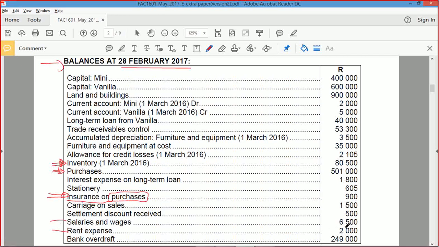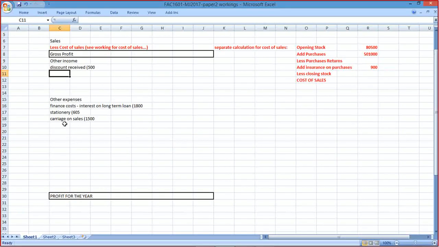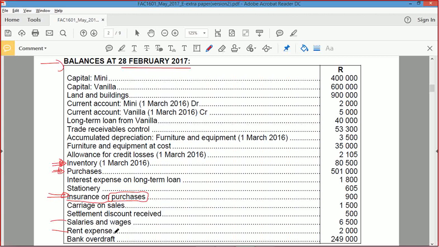So those last two also need to go to the statement of profit and loss. Salaries and wages 6.5. Then rent 2,000. Okay, so salaries and wages 6.5, and rent expense 2,000. Okay, those are the last two expenses.